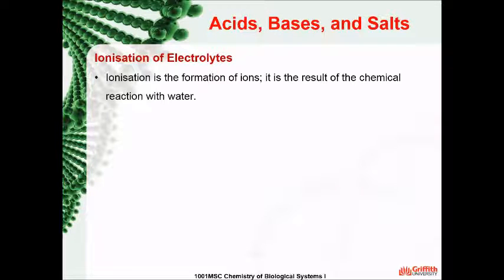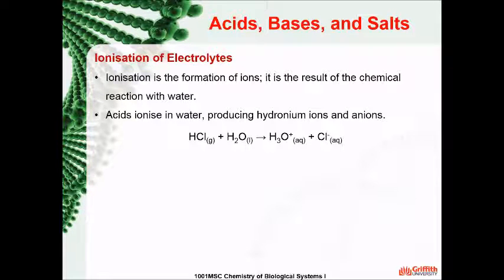Ionization is the formation of ions, and it is the result of the chemical reaction with water. Acids ionize in water, producing hydronium ions and anions. For example, HCl + H2O forms H3O+ + Cl-. Because HCl is a strong acid, the reaction happens in the forward direction only. Let's look at another example.